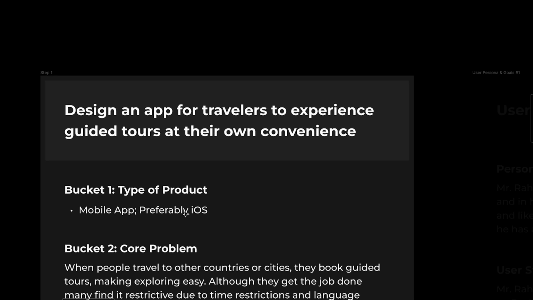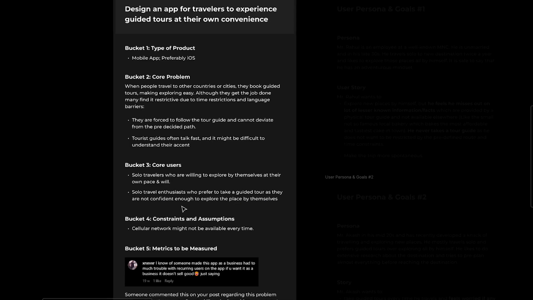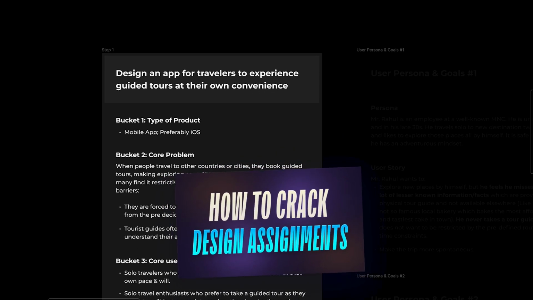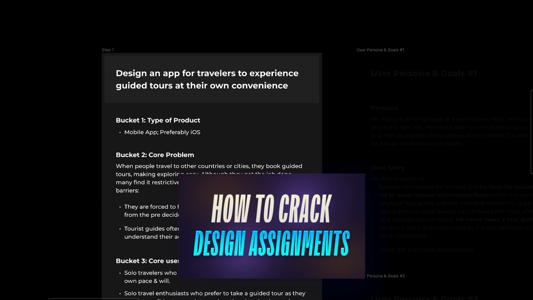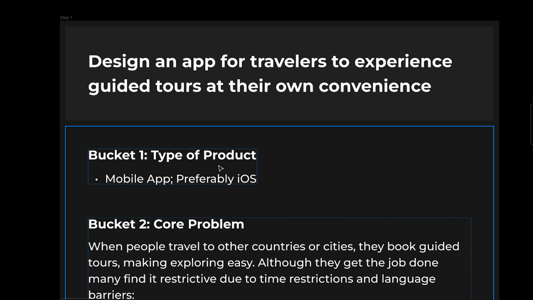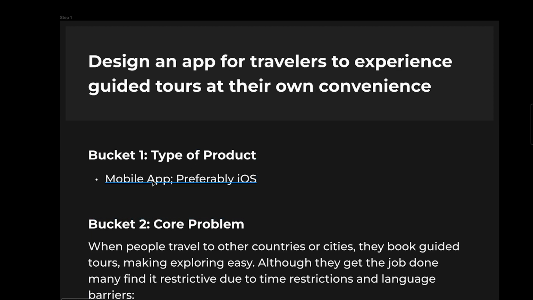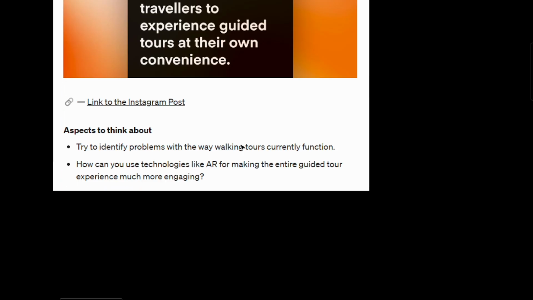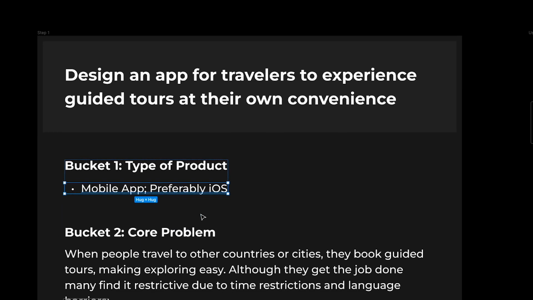Let's move forward. Now he's gone ahead and created this A bucket system, which is a framework that I teach in this video on how to solve design statements. Super important, super amazing video. Highly recommend you check it out. Okay, so the first bucket is to identify the type of product. And he has chosen a mobile app, which obviously makes sense because the problem statement itself says design an app. So that's fine. And he has chosen preferably iOS.